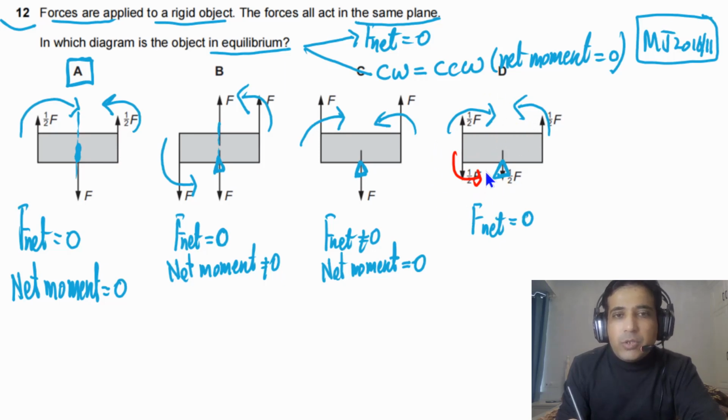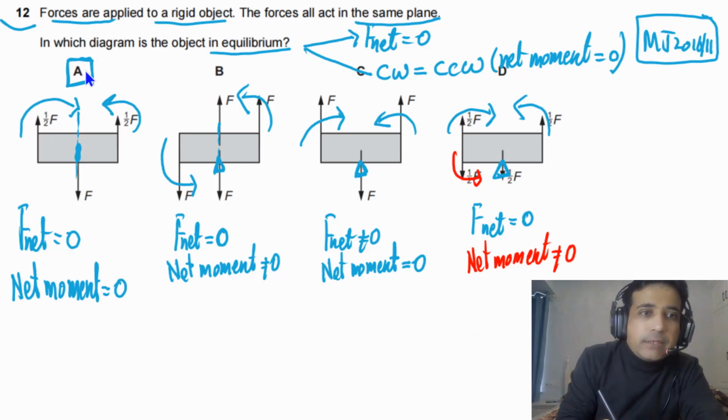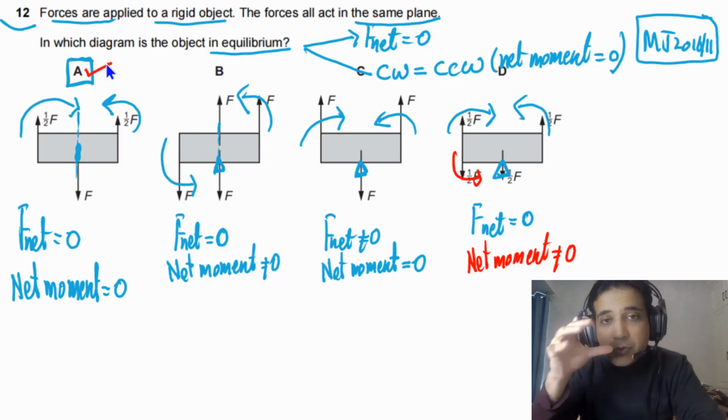So in this case, the net moment is not equal to 0. So that's the reason B, C, and D are not possible answers. So the answer for this question is A. And this is a typical type of question. You need to understand how to handle this type of problem.